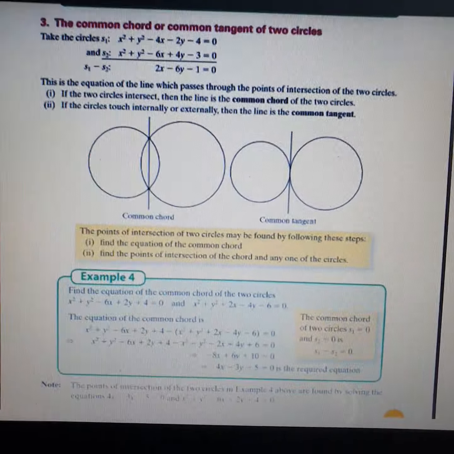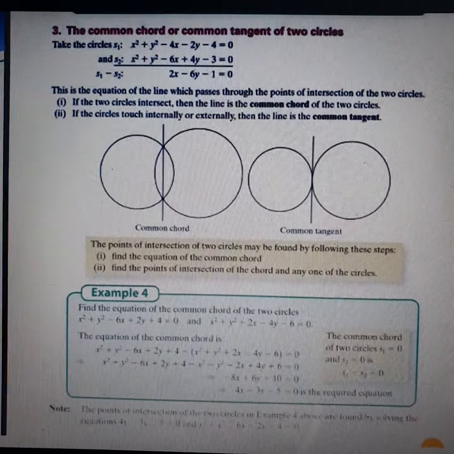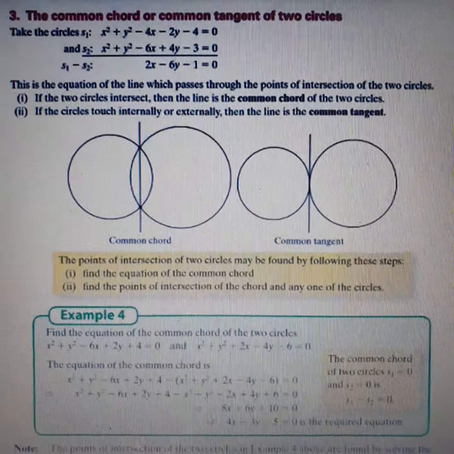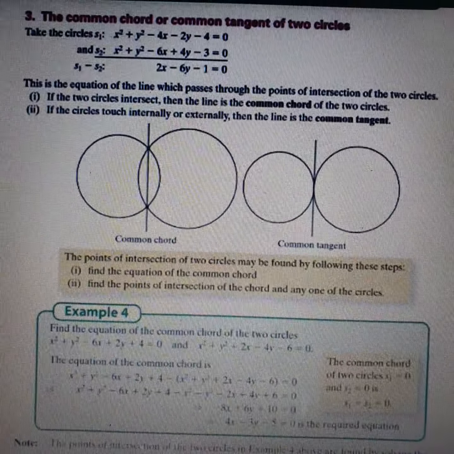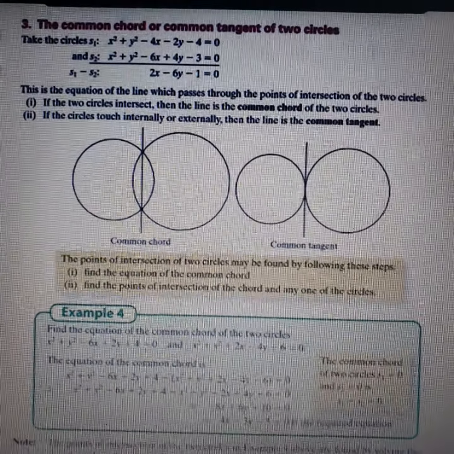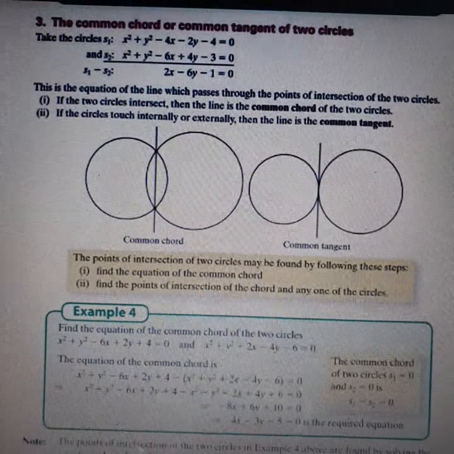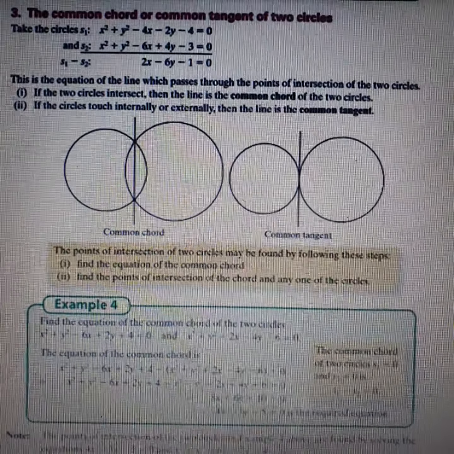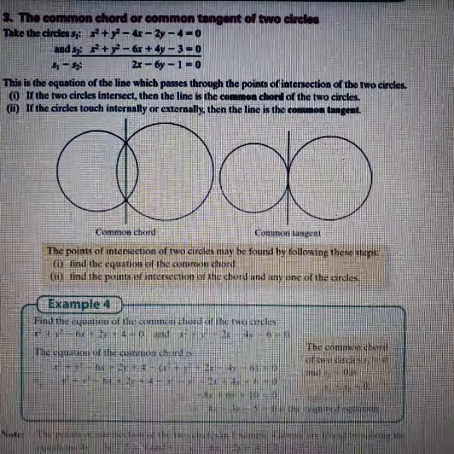Okay, another example that I want to go through: the common chord or common tangents of two circles. Maybe it's better if I zoom in just like this. If we take two circles, circle 1 and circle 2, S1 and S2, and we subtract one from the other, we would get 2x minus 6y minus 1 is equal to 0. This is the equation of the line which passes through the points of intersection of the two circles, okay?